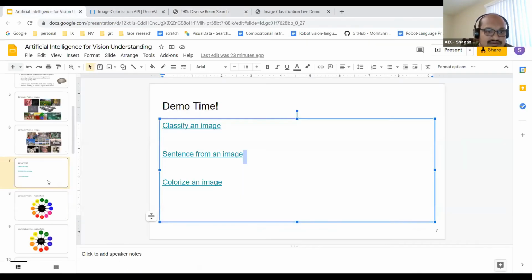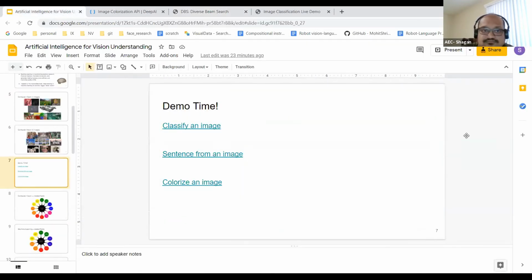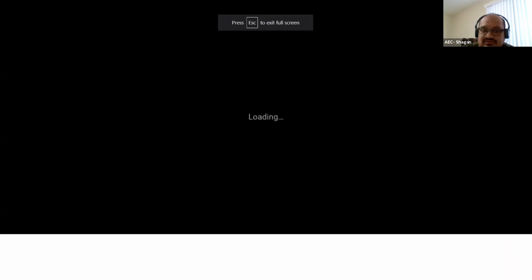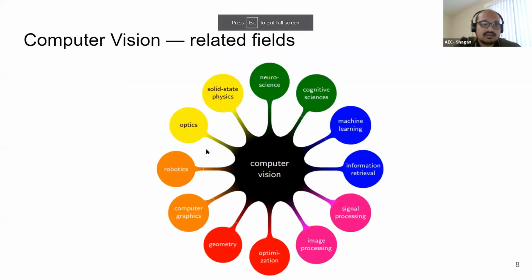Okay, let's go back to the slides. Coming back to an overview of computer vision, we have seen lots of applications here: applications in optics, robotics, image processing, signal processing, geometry. Machine learning is tied up with computer vision. All these fields are very much interlinked. This is what this image is trying to convey.